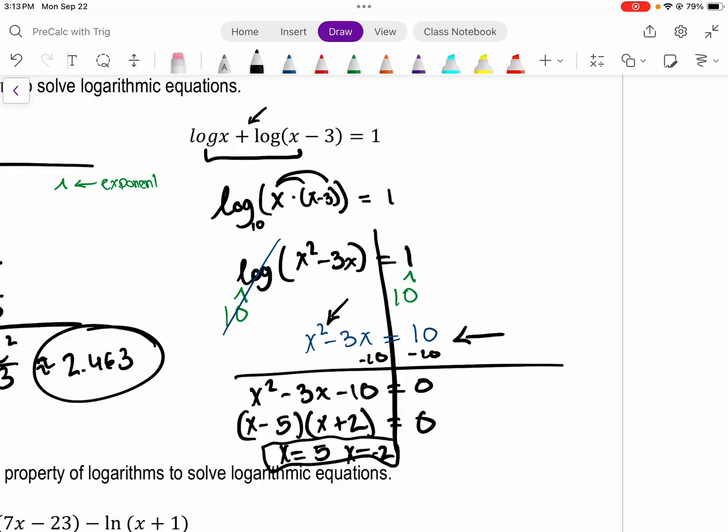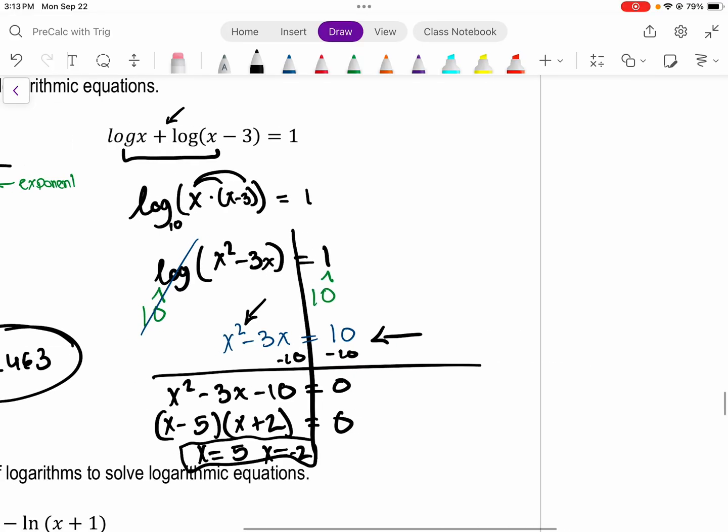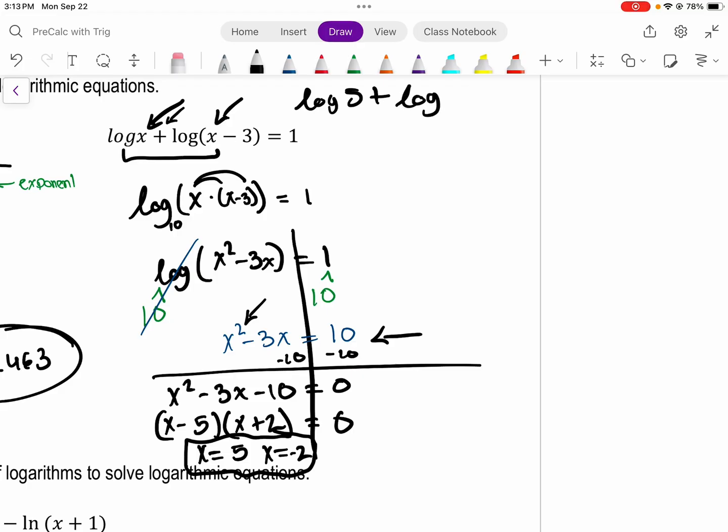Well, when we're dealing with logs, we could have what we call extraneous solutions, and those are basically solutions that don't make the log true. So we have x equals 5 and x equals negative 2. We need to plug them into the log. So let's see, if I plug in 5 in here, that's the log of 5, plus if I plug in 5 there, that's going to be 5 minus 3, which is 2, so that's the log of 2.